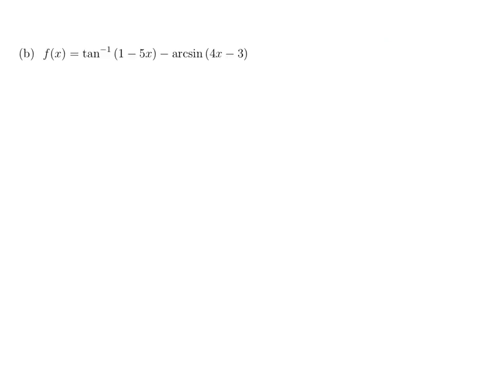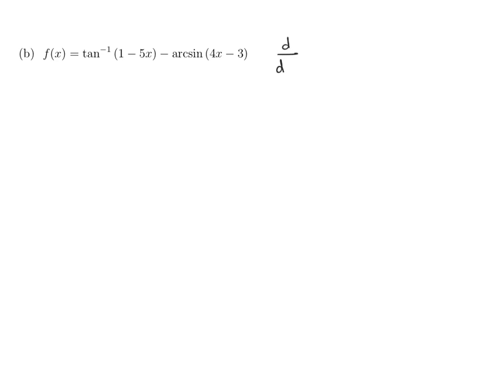In part B, we're going to again differentiate. So here the function is f of x. We'll solve for f prime of x. I see that we have an inverse tangent and arcsine, which is really inverse sine. So for this reason, we have to use the following rules.